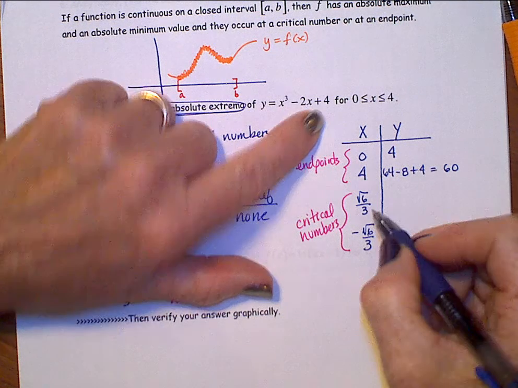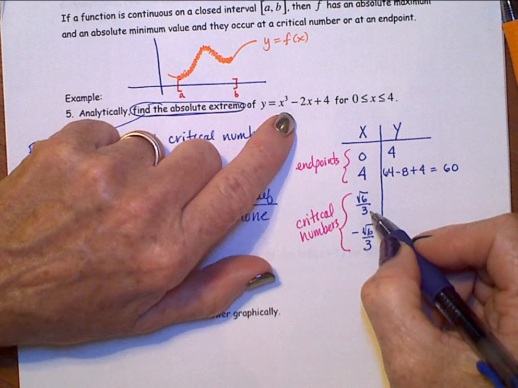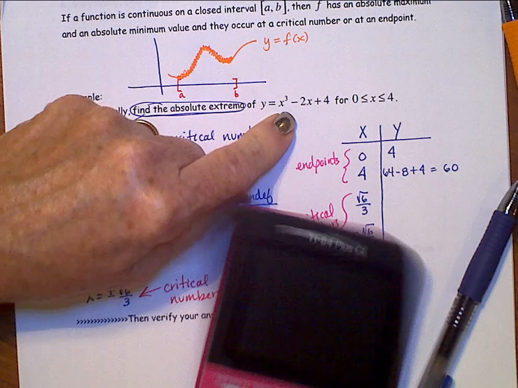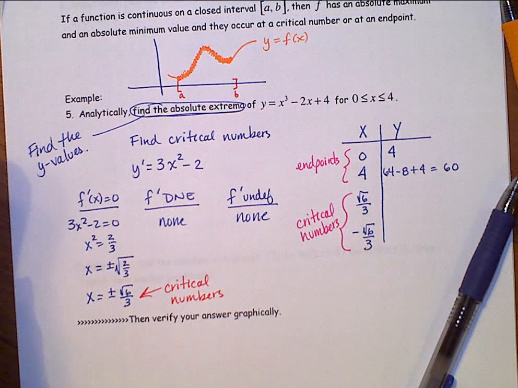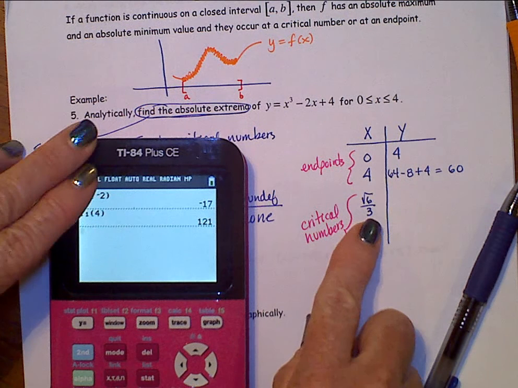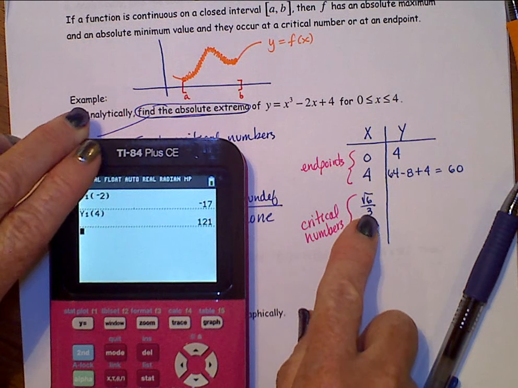All right, square root 6 over 3 into here. Whew, without a calculator, that's brutal. Let's go here and let's do square root 6 over 3 cubed.